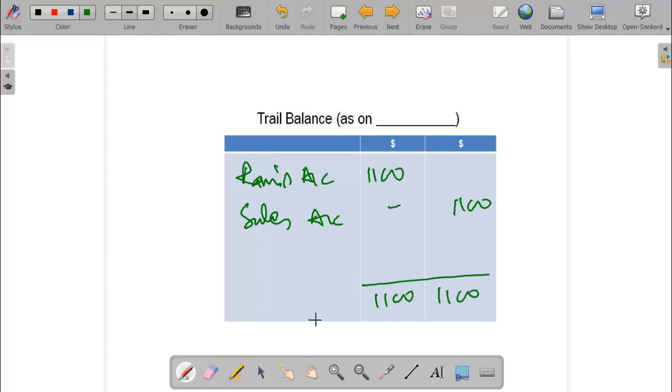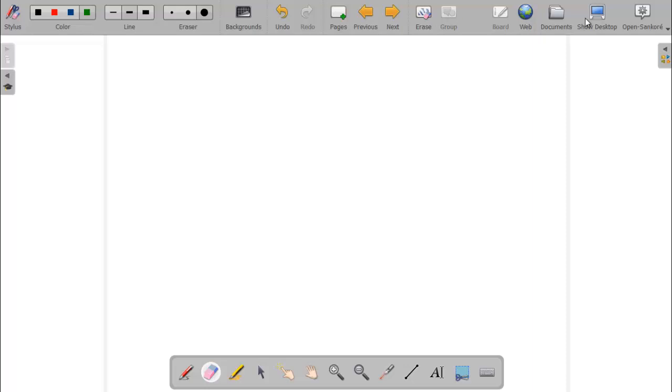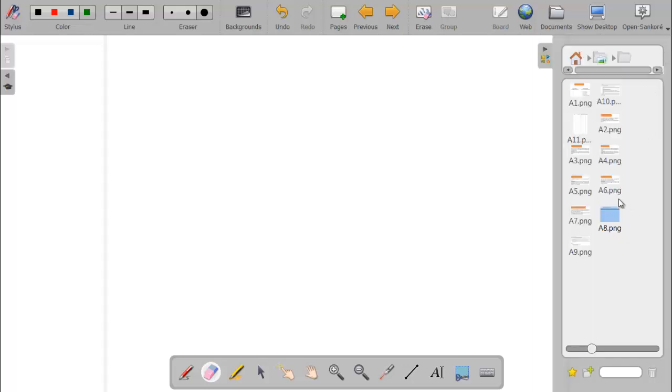So this is called the error of original entry. While passing an entry, if we have taken an incorrect amount in both the debit aspect and the credit aspect, then it is called an error of original entry.